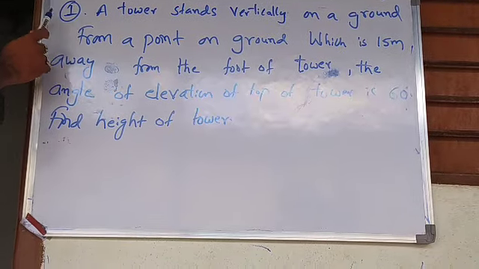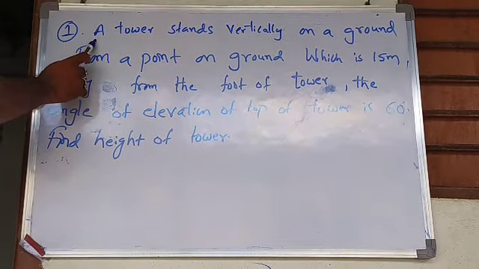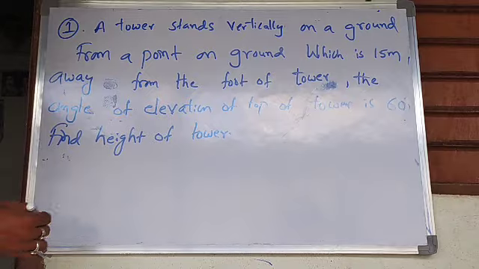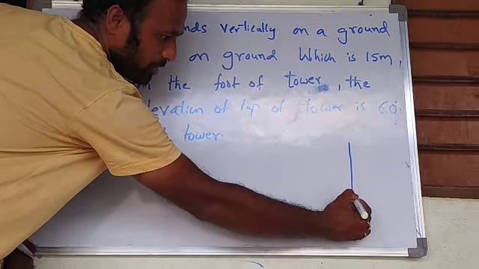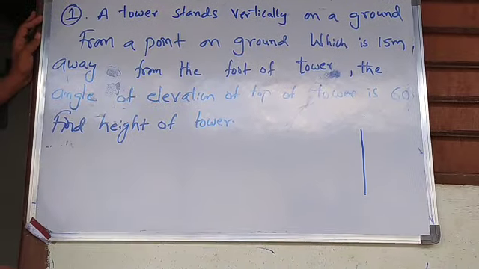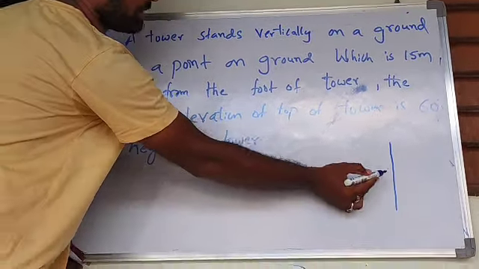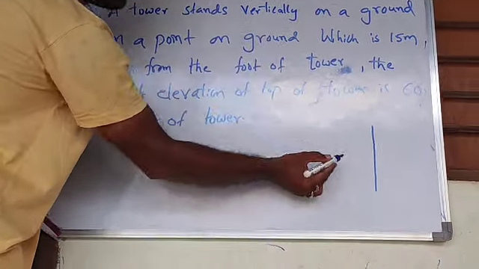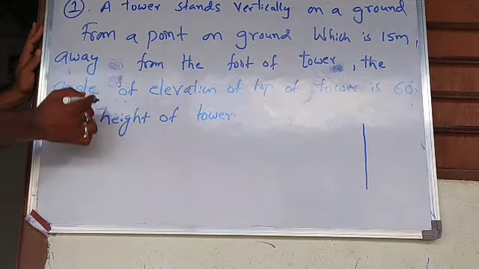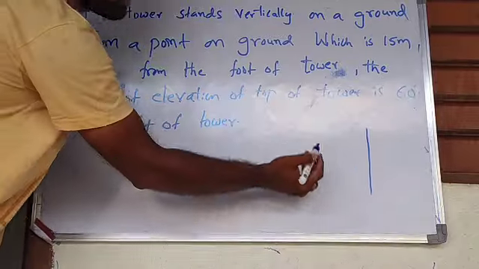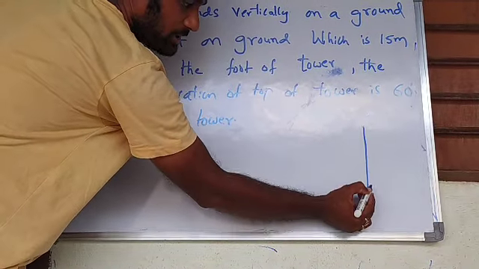Let us start discussing one question. So first question is that a tower stands vertically on a ground. So let me draw the picture. There is one tower. It will not be horizontal, it will be vertical. So vertically a tower is standing on the ground. From a point on the ground which is 15 meters away from the foot of the tower. So this will be the top of the tower, this will be the foot of the tower.